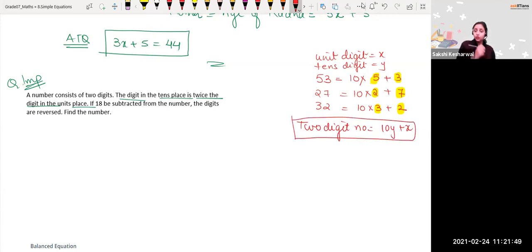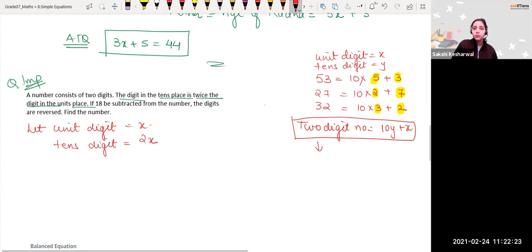But we have the question over here. It says that a number consists of two digits, and the digit in the tens place is twice the digit in the unit place. So let the unit digit be x. Then the tens digit will be twice the ones digit, so it will be 2x.